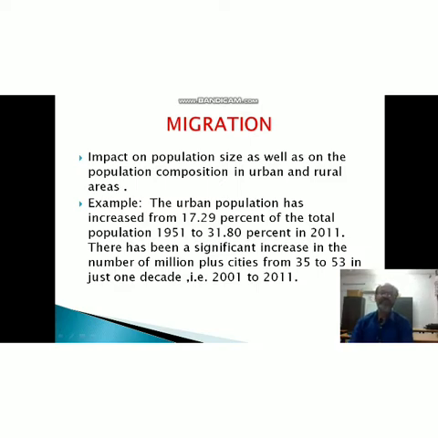There has been a significant increase in the number of million cities. What are million cities? That means cities with more than 10 lakh people. So in 2001 there were 35 million-plus cities, and it has increased in 2011 to 53.